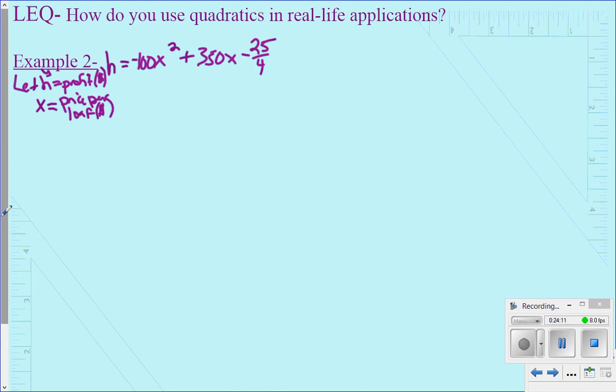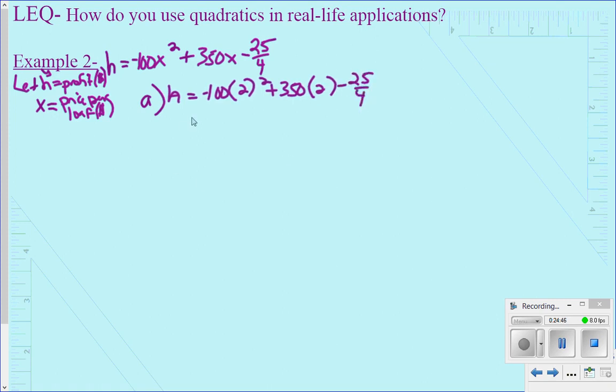Okay, so that'll help us decide what we're given and what we need to find. So A, find the daily profit for selling the bread at $2 per loaf. So are they giving us the X or are they giving us the Y when they're giving us $2 per loaf? So think about that. Hopefully you said that they're giving us the X. So that tells me in part A that I'm going to substitute 2 into this equation everywhere I see an X. So H is going to be equal to negative 100 times 2 squared plus 350 times 2 minus 25 fourths. So let me simplify that. I'm getting negative 200.